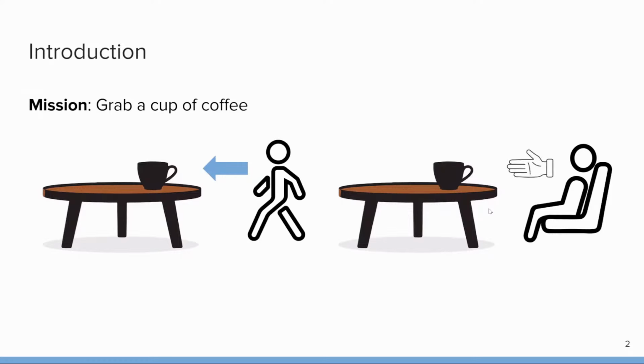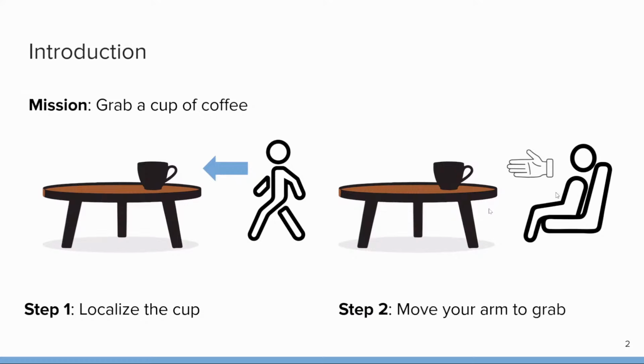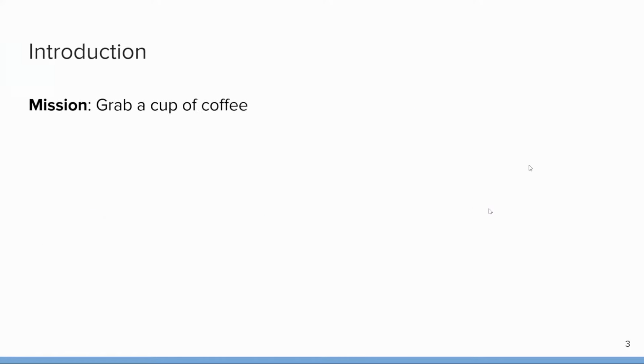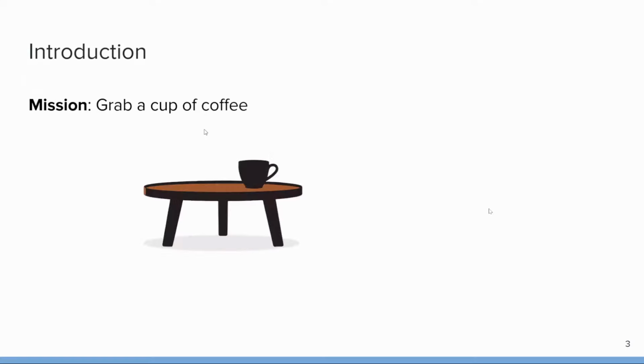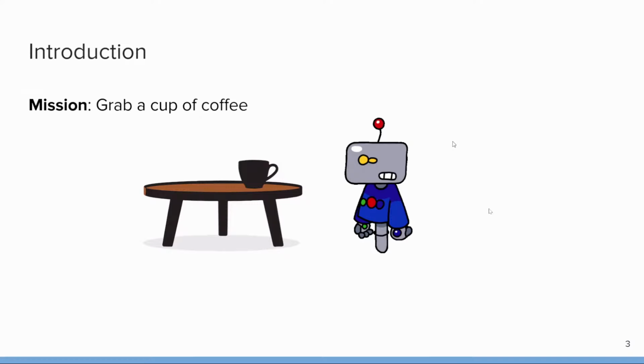Okay, so it consists of two main steps. We localize the cup and then move our arm to grab it, which is quite easy for a human being. However, if I give the same mission to some kind of robot, then it's going to be a bit more difficult for it, since the robot doesn't really know where the cup is and how far it is.